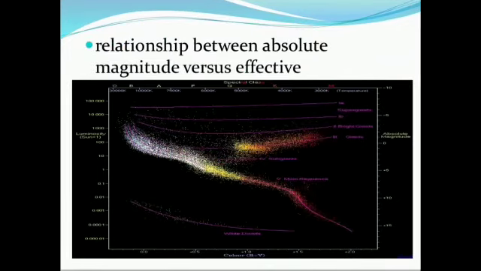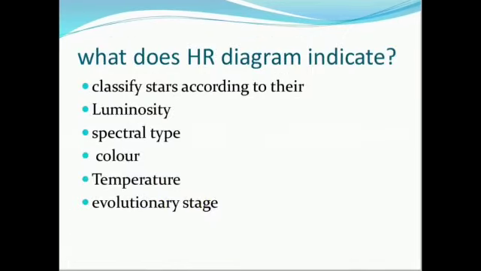As you can see, it is a scatter plot of stars that plots luminosity or energy output of star on the vertical axis. HR diagram is used to classify stars according to the luminosity, spectral type, color, temperature, etc. Basically, in an HR diagram, the effective temperature of star is plotted on x-axis and luminosity is plotted on y-axis.